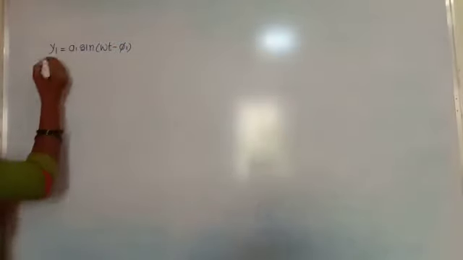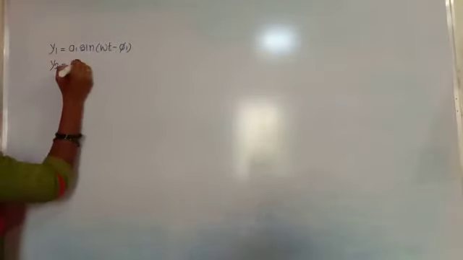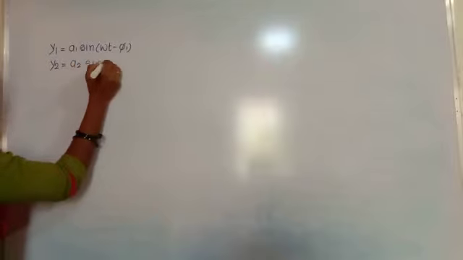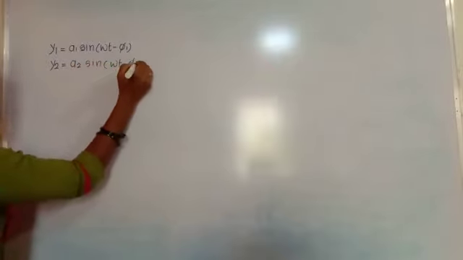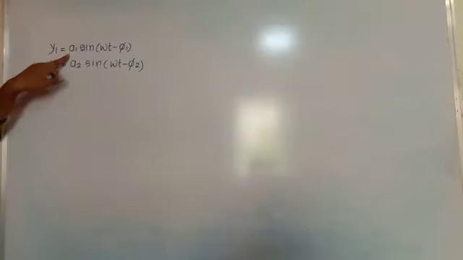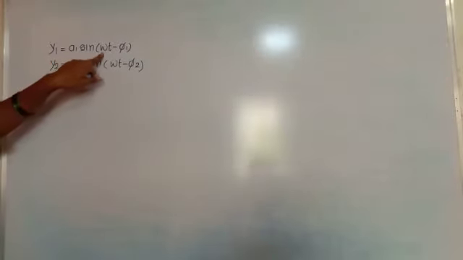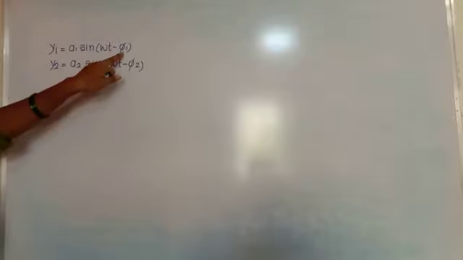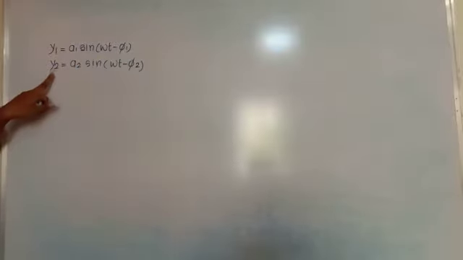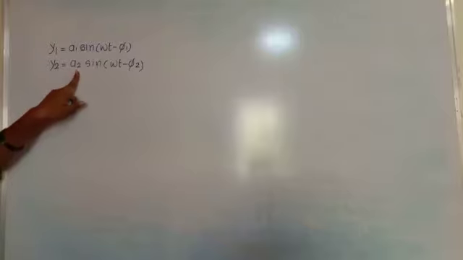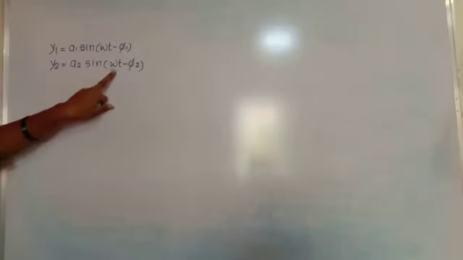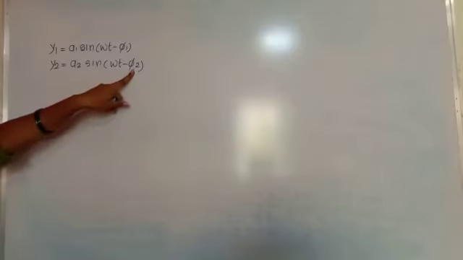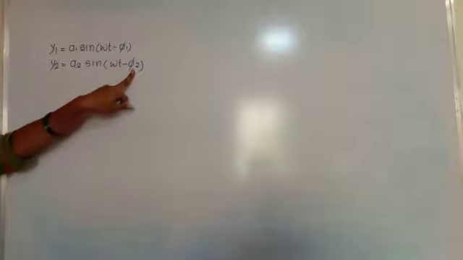This is the first light wave, and the second light wave is y2 equals a2 sine (omega t minus phi 2). Here a1 is the amplitude of the first light wave, omega is the angular frequency, t is the time, and phi 1 is the phase. y1 is the displacement of the first light wave, y2 is the displacement of the second wave, a2 is the amplitude of the second wave, omega is the same constant, and phi 2 is the phase of the second light wave.